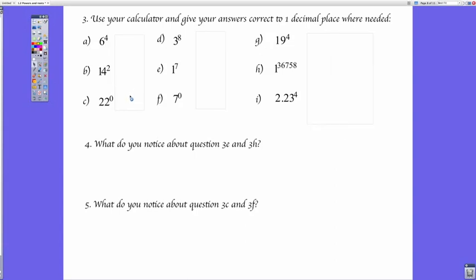So for the first set of questions, for A, we've got 6 to the power of 4, which is 1,296. B is 16. C is 1.